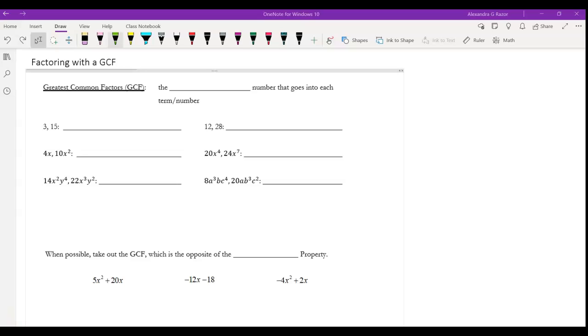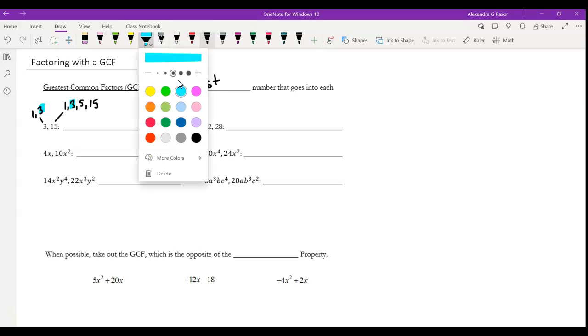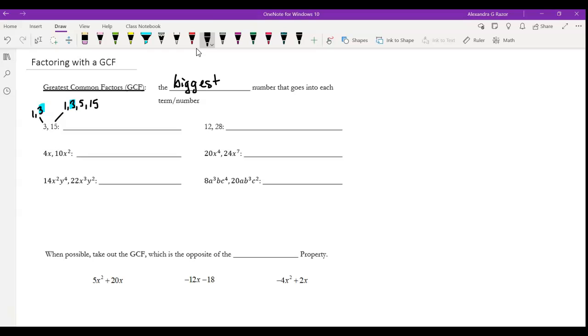Okay, so for these notes, we're going to talk about factoring with the GCF. First, we have to know what a GCF is. A GCF is the biggest number that will go into each term. When we think of 3 and 15, the only numbers that go into 3 are 1 and 3. For 15, 1 goes into it, 3 goes into it, 5 and 15. And so the biggest number is 3, and the GCF for 3 and 15 is 3.